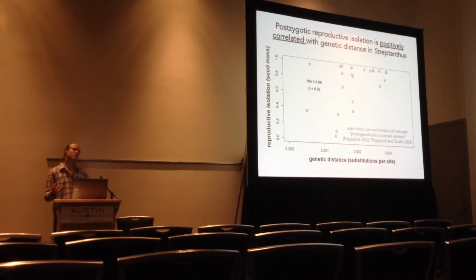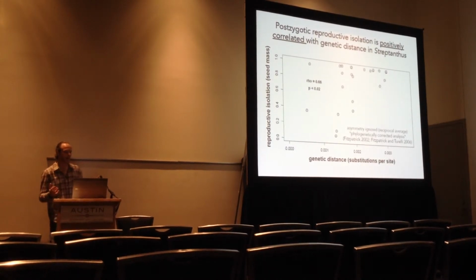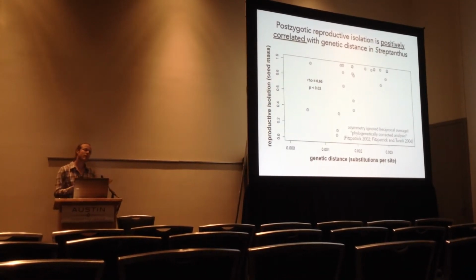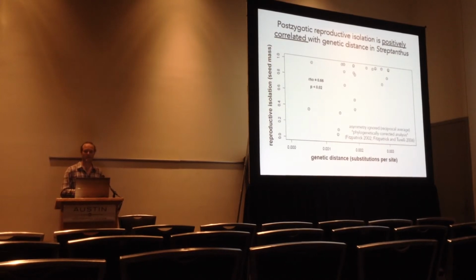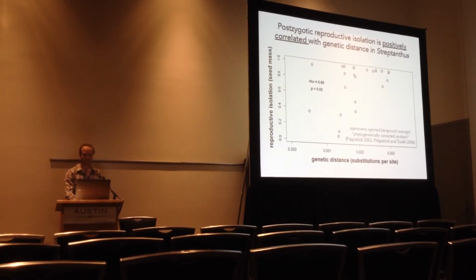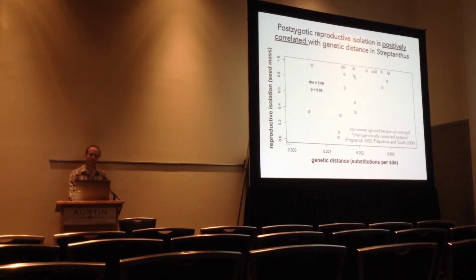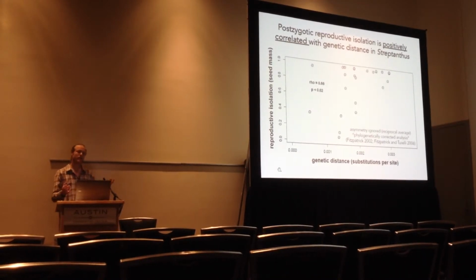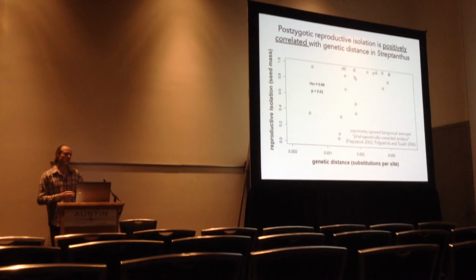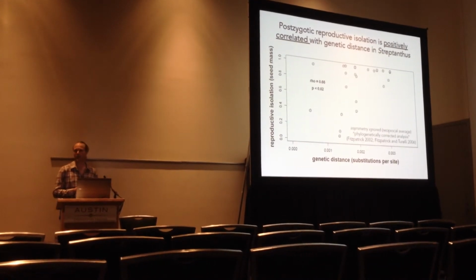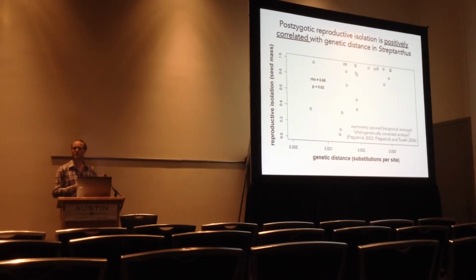So to answer my first main question here, I'm plotting intrinsic post-zygotic reproductive isolation as a function of genetic distance. So remember here, very closely related, and a value of 0 would be no reproductive isolation. And I just wanted to note, I'm plotting the raw data. So each point here represents a species pair.